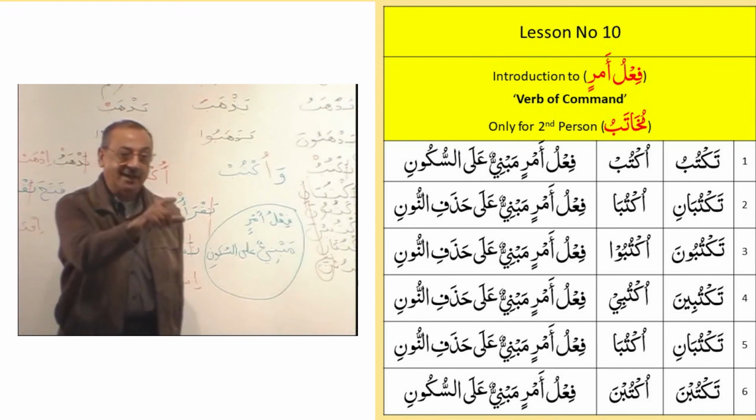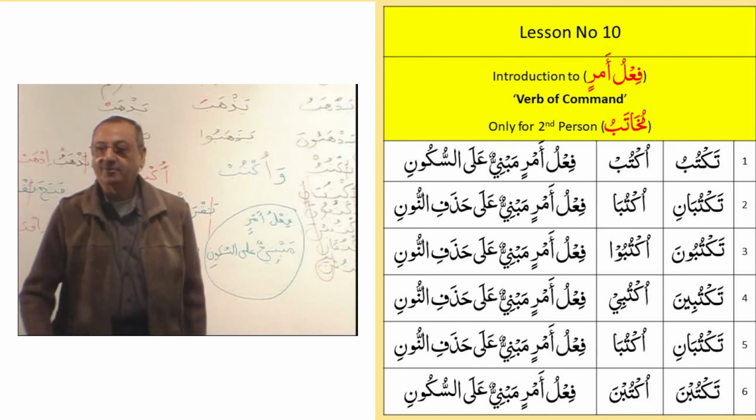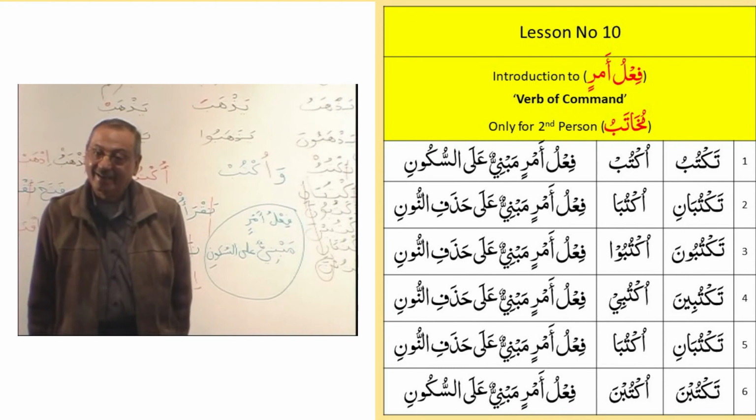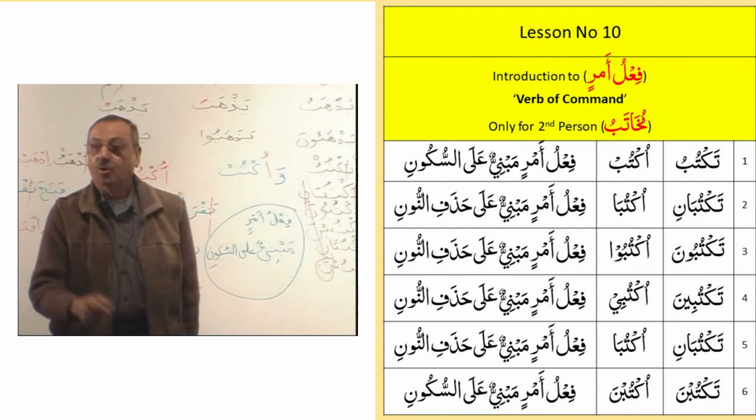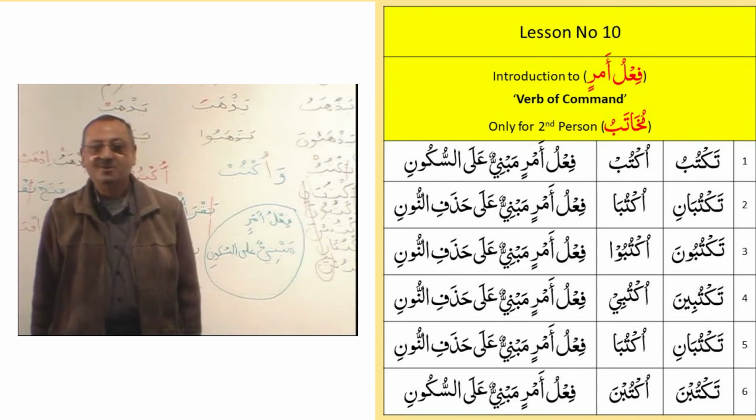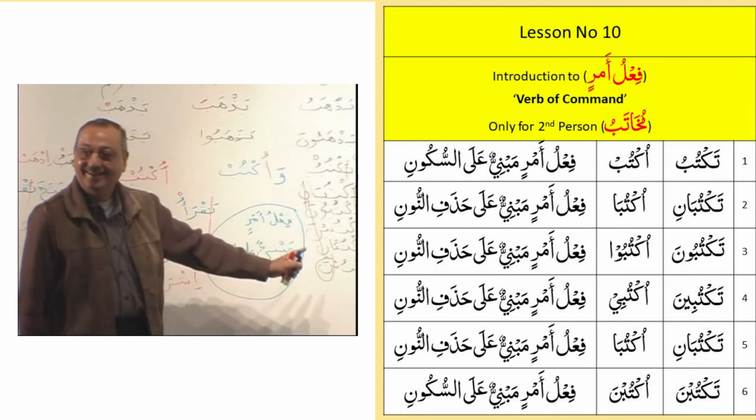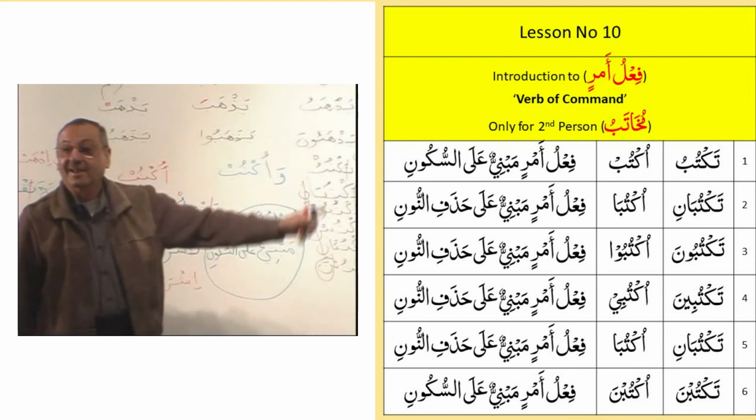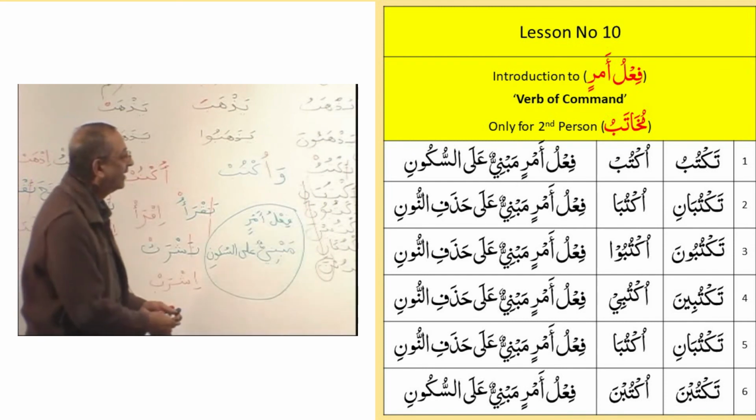If I have to tell Brother Hassan, I will tell you Uktub. If I have to tell Sister Hafsa, what will I say? Uktubi. Where is the fa'il? Mustatir, takdiruhu anta. Uktubi, where is the fa'il? Yeah, it is there. Are you with me? Only in the first form is it mustatir. In the rest of the forms, the fa'ils are there. How will you write down uktubi, brother?